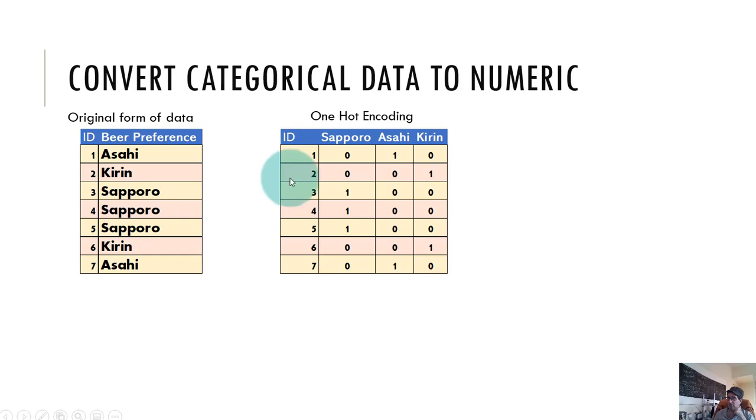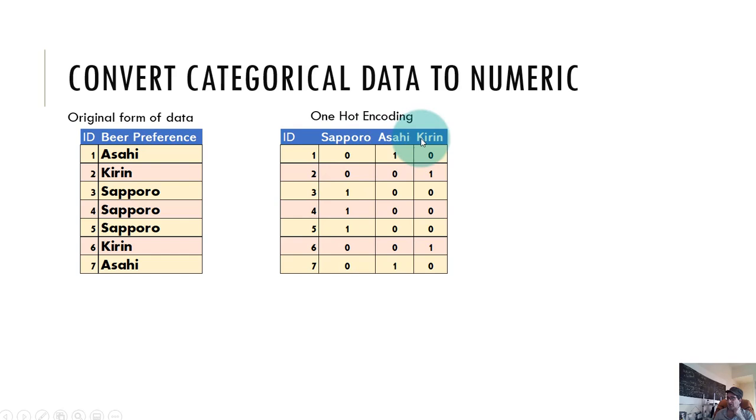So we take each of the unique values and we create a 0, 1 variable for each of them. I have a new variable called Sapporo, a new variable called Asahi, and a new variable called Kirin. And these are 0, 1 variables. What I mean by that is the first customer, their preference was Asahi, so it was not Sapporo, and it was not Kirin, but it was Asahi. The second customer, their preference was Kirin, so it was not Sapporo and not Asahi, but it was Kirin. On the third one, it is Sapporo, it's not Asahi, and it's not Kirin. So this scheme is called one-hot encoding, and we've taken this variable and replaced it with these 3.